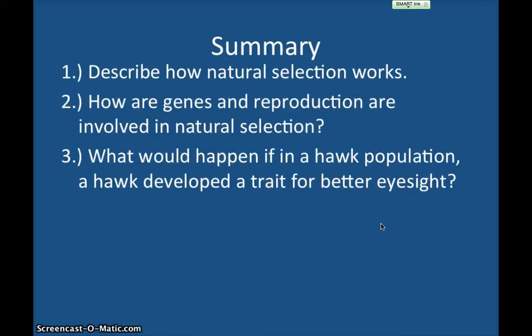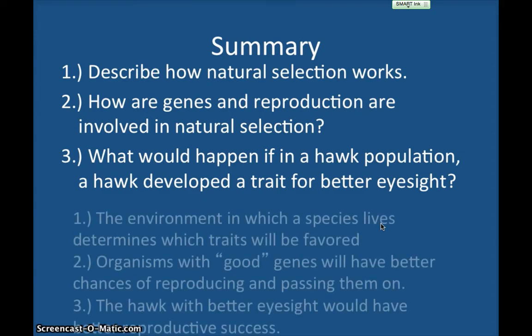In the summary, you'll answer 3 questions. Question 1, describe how natural selection works. Question 2, how are genes and reproduction involved in natural selection? And question 3, what would happen if in a hog population, a hawk developed a trait for better eyesight? If you need a moment, you can pause the video now to answer the questions.